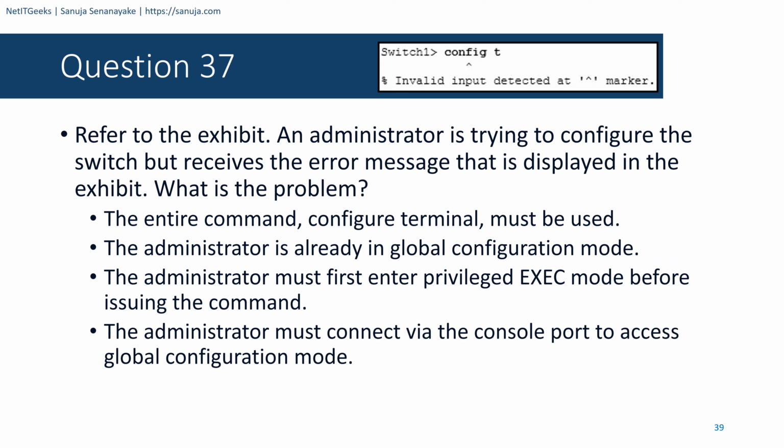Question number 37 has an image or screenshot of a configuration of a router or a switch, in this case a switch, of a Cisco IOS device. It says refer to this exhibit. The administrator is trying to configure the switch but receives the error message that is displayed in this exhibit: invalid input detected at this marker.